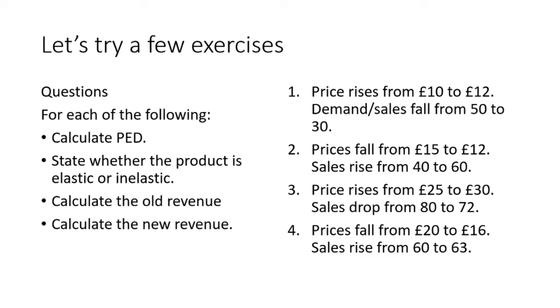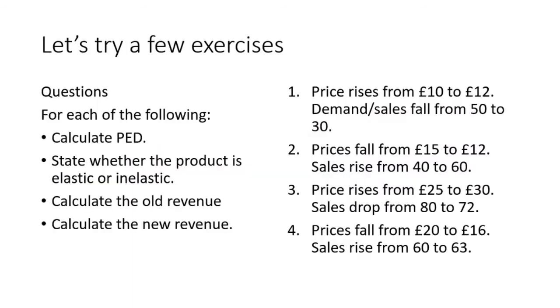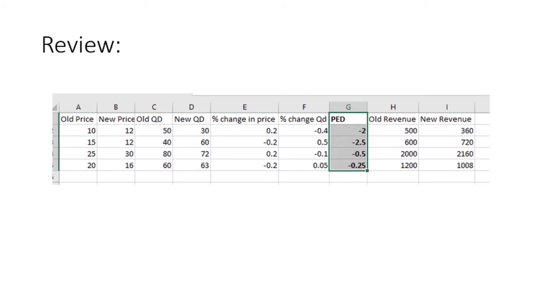Okay, hopefully you managed to do those. So look at the answers here. For question number 1, the PED was -2. That means it's an elastic product. The old revenue was £500. The new revenue was £360, and this makes sense because the price has gone up, the PED is elastic, and so therefore we would expect, with the price having gone up, that the revenue would decrease, and that's what's happened.